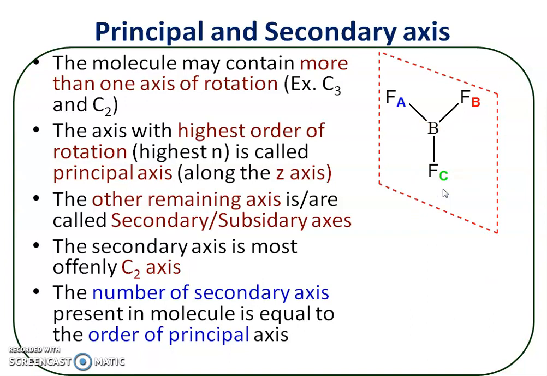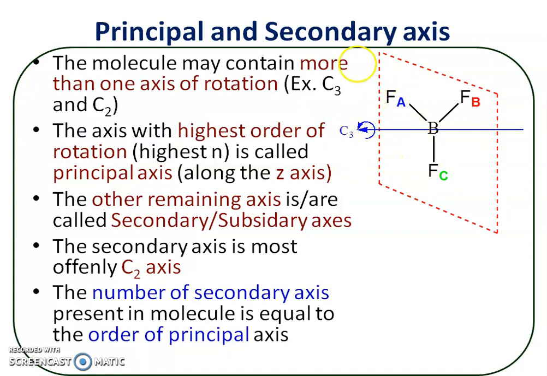This is the planar molecule. As I said, suppose this is the plane, and all the 4 atoms, that is 1 boron and 3 fluorine atoms, are oriented along this same plane. Now this axis, which is at right angle to this plane and passing through boron, is a C3 axis. It is a C3 axis.